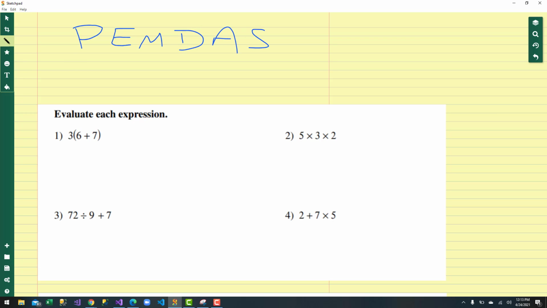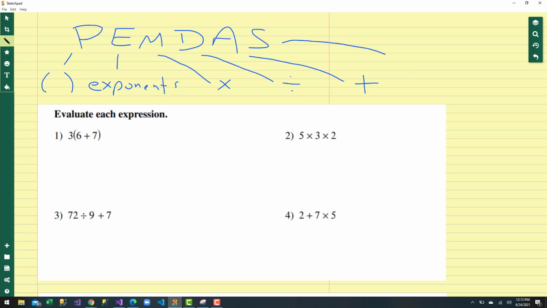Right? So P stands for parentheses. All right, so you get a set of parentheses here. E is for exponent. So when you have powers or exponents, you solve those first. M is for multiplication. D is for division. A is for addition. And finally, S is for subtraction. Okay. So let's solve these problems.